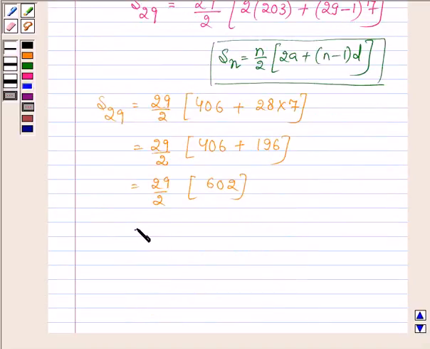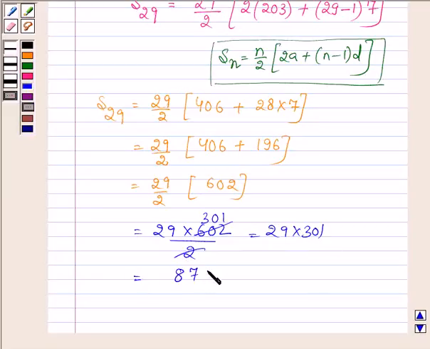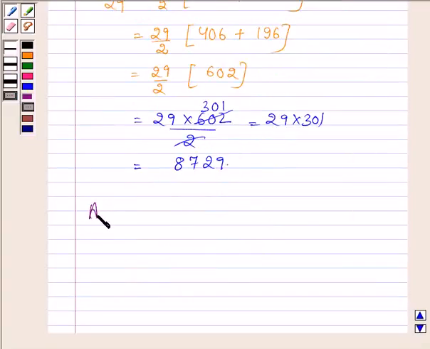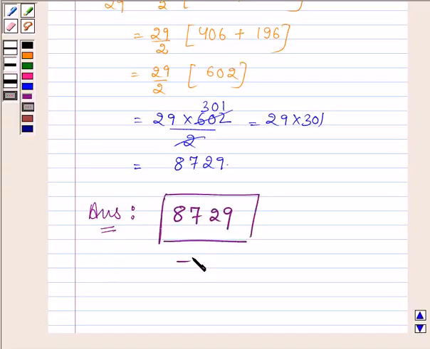So this is further equal to 29 into 602 upon 2. 2 into 301 is 602. So we have 29 into 301, which is further equal to 8729. Therefore, our answer is the sum of numbers which are divisible by 7 between 200 and 400 is 8729. So, this completes the solution.